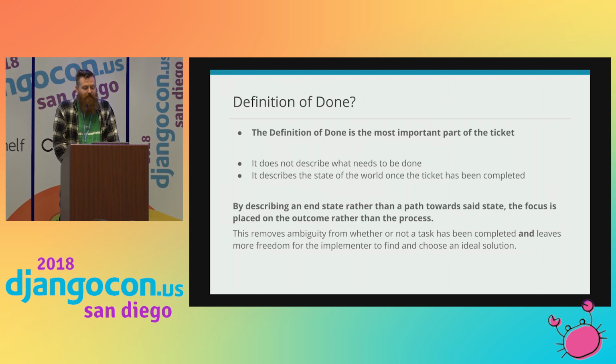So what's a definition of done? It's, to me, the most important part of a ticket. It doesn't describe what needs to be done. It describes the end state once this work has been done. So instead of describing a path to this state, by describing an end state, the focus is placed on the outcome, not on the process. That removes a lot of ambiguity. You can say, is this done? Well, is this true?